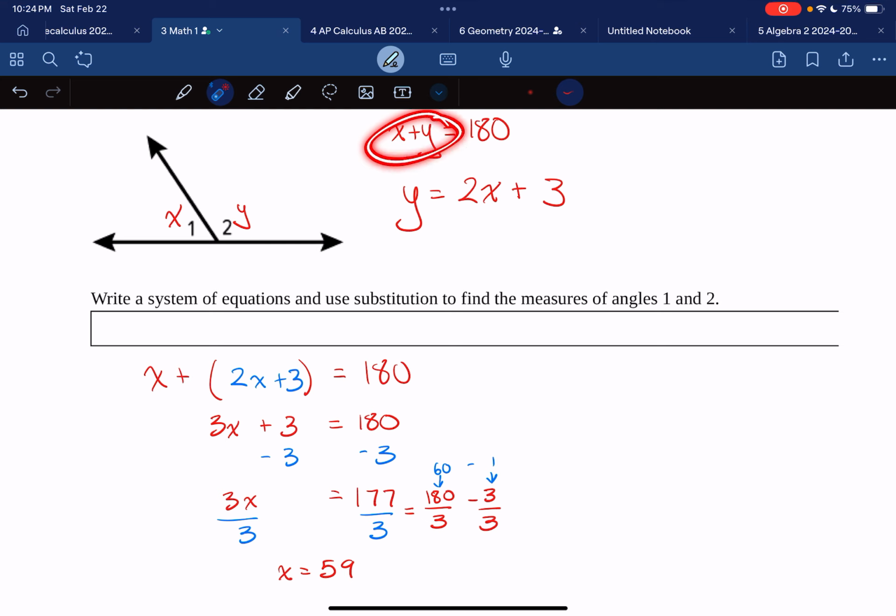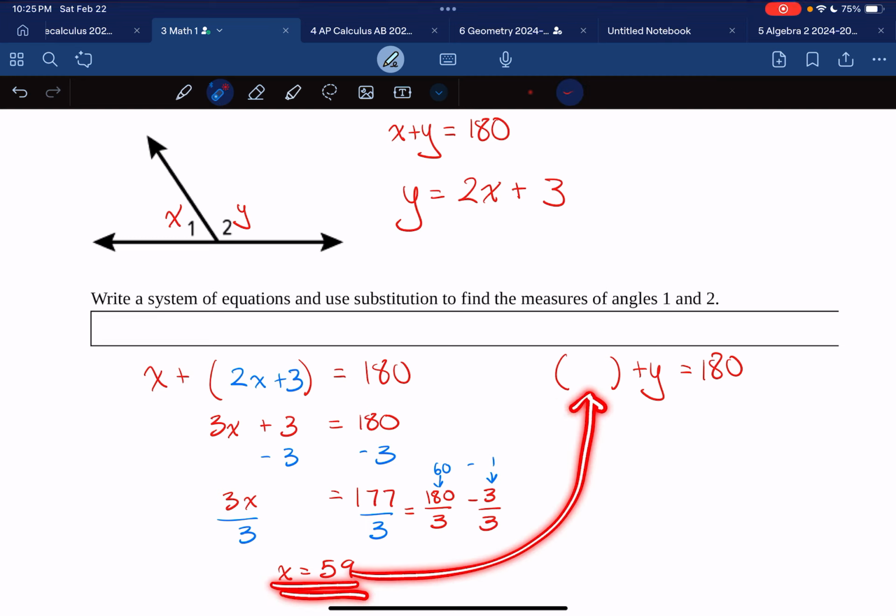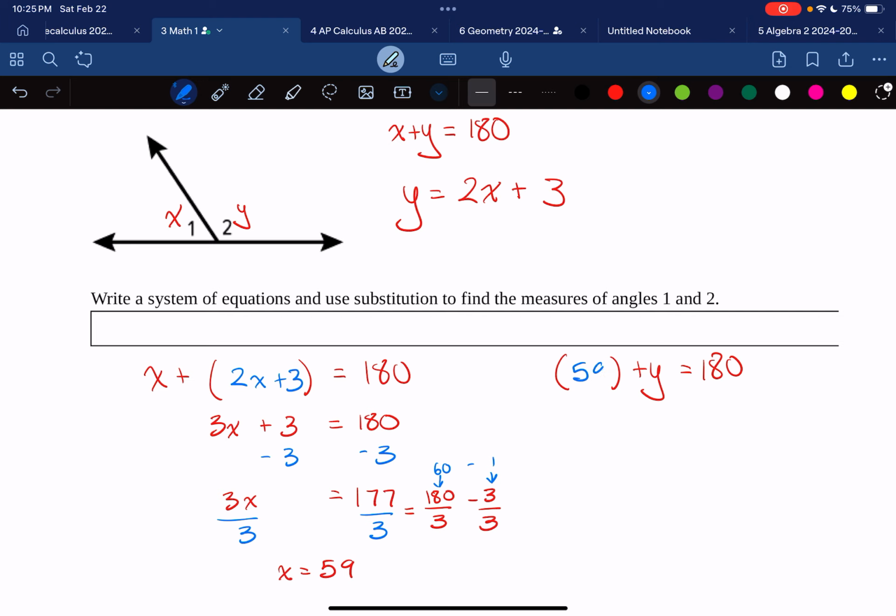There's just some subtraction. I think I'm going to do the first one. Yeah, so I'm going to rewrite this x plus y is equal to 180 over here. This is going to be x plus y is equal to 180. And in the place of that x, I'm substituting in our previous value of x, which is 59, into this spot. I'm going to say that this is 59.